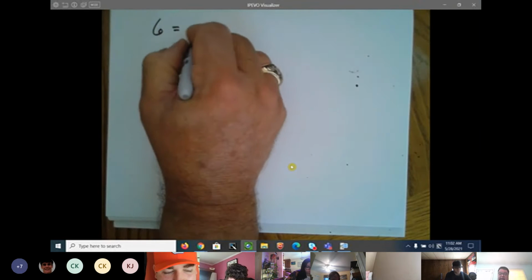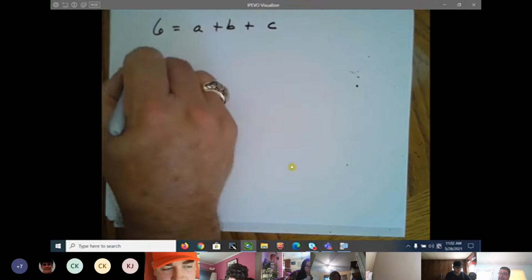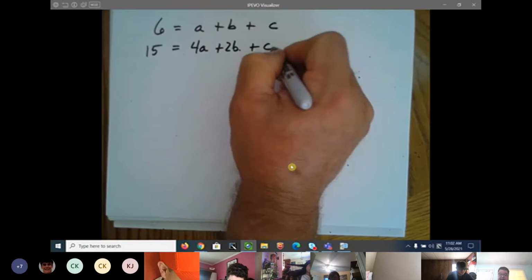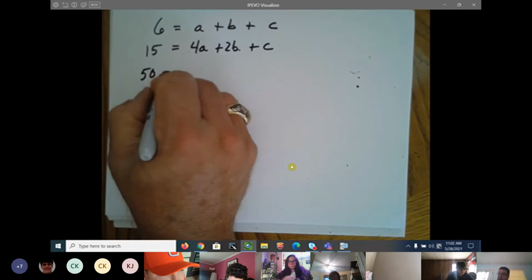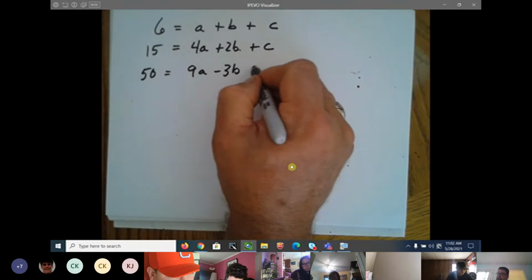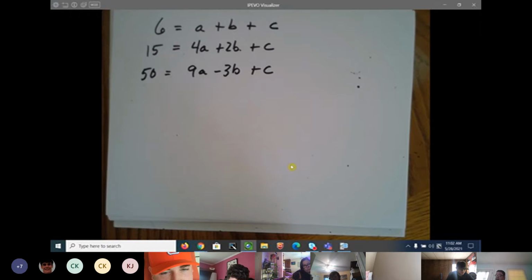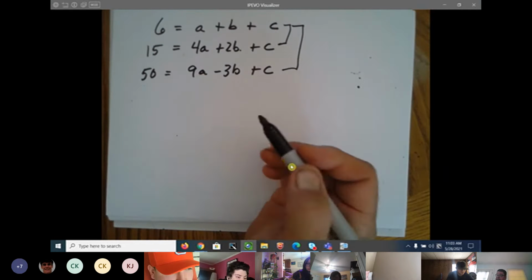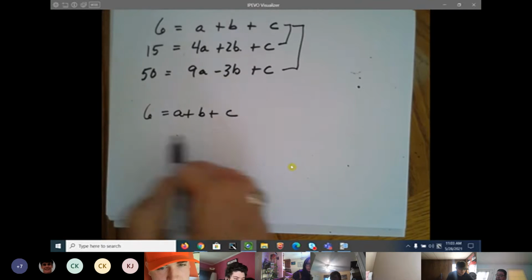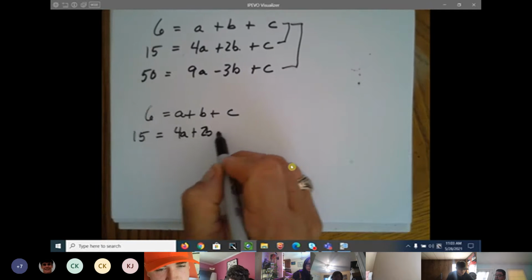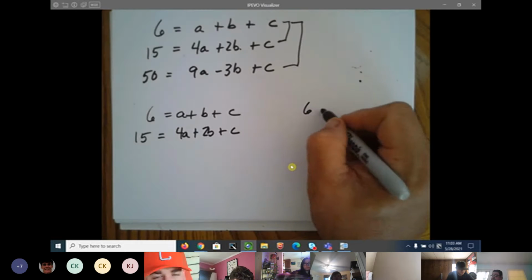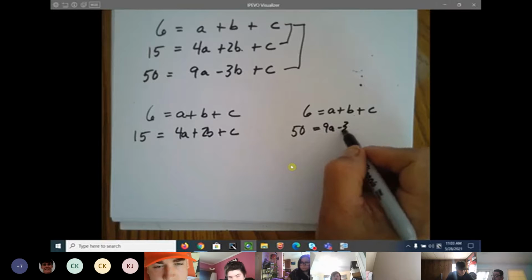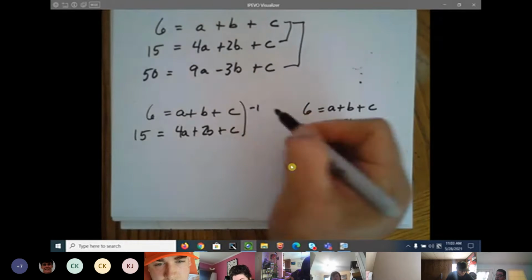First one is 6 equals A plus B plus C. And then you got 15 is equal to 4A plus 2B plus C. And then you got 50 is equal to 9A minus 3B plus C. And you could pick these two and these two, and you could try to eliminate. That's what I would do. 6 is equal to A plus B plus C. 15 is equal to 4A plus 2B plus C. And then 6 is equal to A plus B plus C. And 50 is equal to 9A minus 3B plus C. And I'm going to multiply by -1 right here.